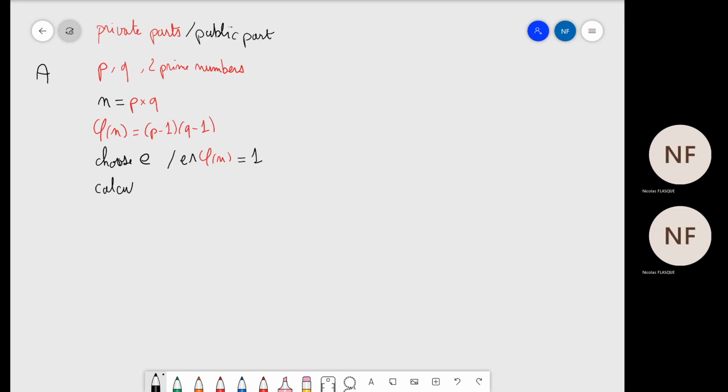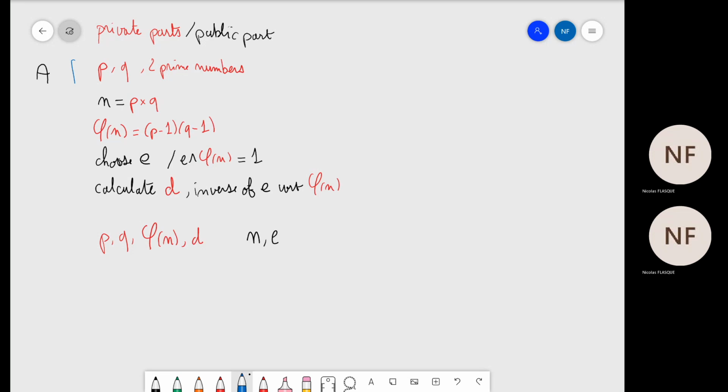Then calculate D, which is actually the inverse of E with respect to phi of n. You will have examples later. Then it's all set up because in the private parts we have P, Q, sorry for my poor handwriting, P, Q, phi of n, and D. And the public part is N and E.